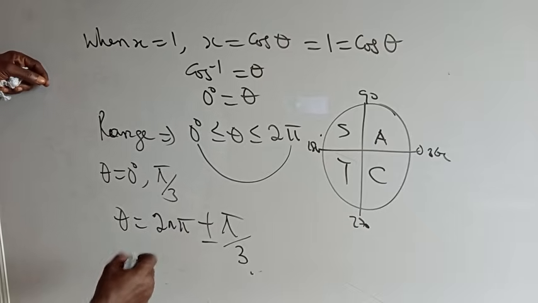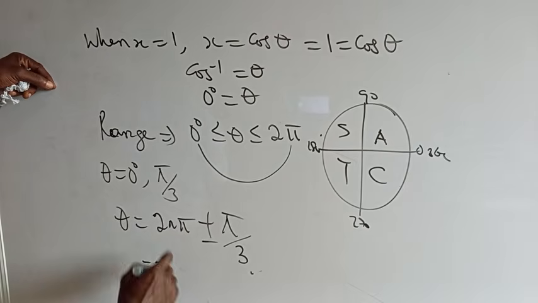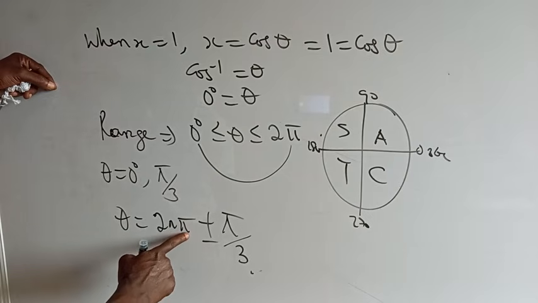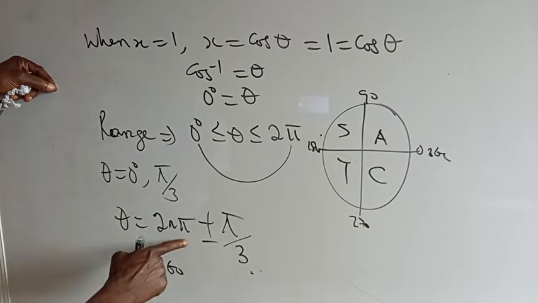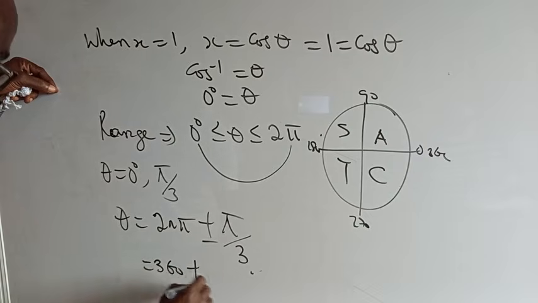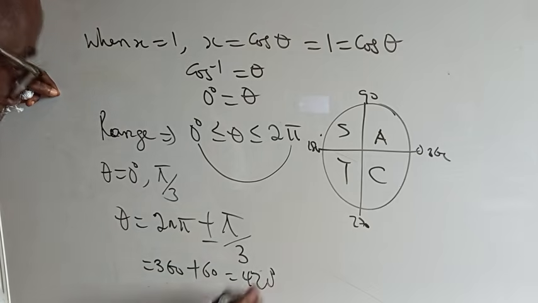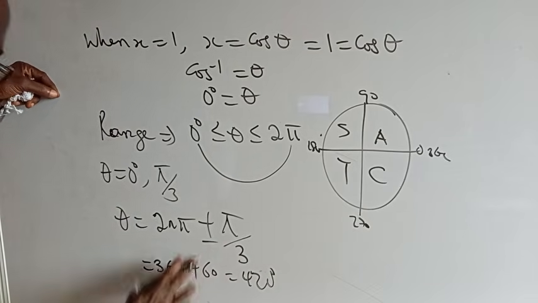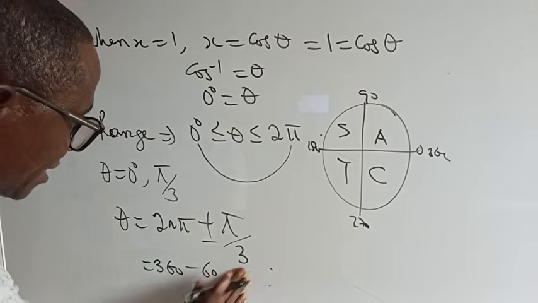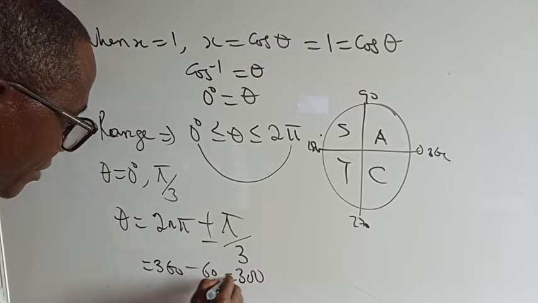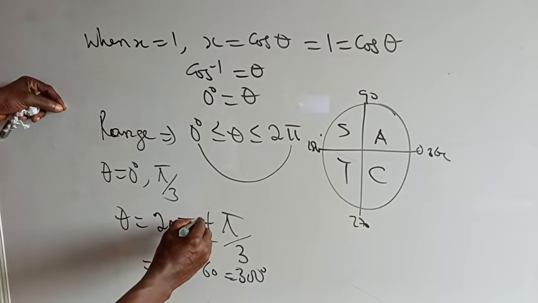So that implies that 2n pi, you look at our n pi. If pi is 180, this is 360 degrees. When n is 1, 360, if you put a plus pi over 3, that is outside 360. Okay, that means we need the one of minus 60. That will give us 300. I don't know whether you get what I'm doing here. This is going to be plus or minus.